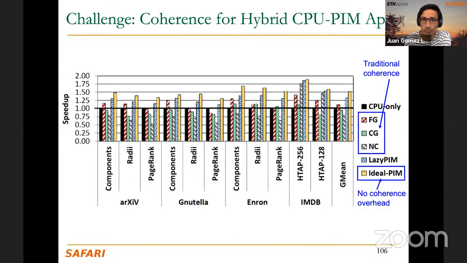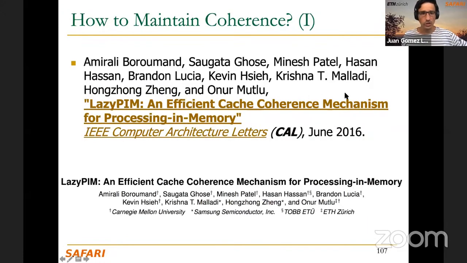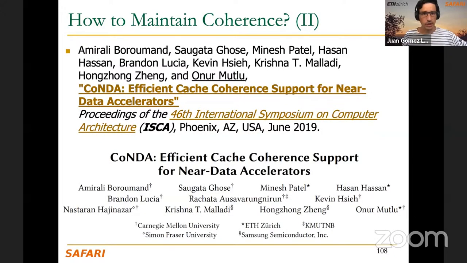So in this work, we propose one way of maintaining coherence, an optimistic way of maintaining coherence between the memory side and the processor side. And this way, as we will see, is pretty close to the ideal. So let's talk about it. This plot comes from the first publication on this topic, which is the LazyPIM proposal published in the CAL journal. And sometime later, Amirali published this ISCA paper, CoNDA, Efficient Cache Coherence Support for Near-Data Accelerators.